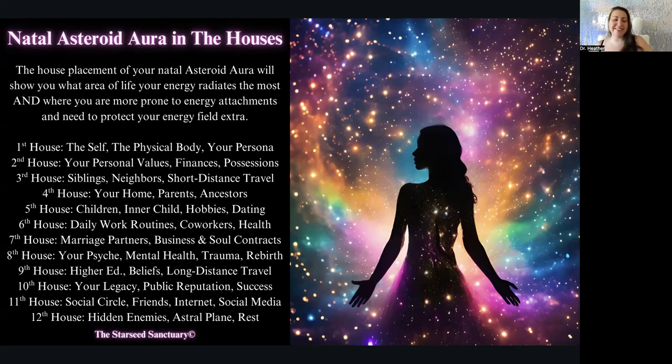All right, natal asteroid aura in the 9th house. This is connected to higher education, your beliefs, long distance travel. So with this placement, these are things that can really enliven your aura, but also want to be mindful of when you are traveling, especially long distance. We can pick up gunk, astral sludge, all kinds of other gunk in our auric field. So it's really good to have some on the go shielding and clearing practices you can do. Visualization is a great one.